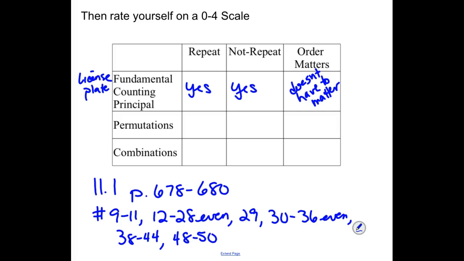As soon as one person crosses, they can't go back and cross again later. Okay? Well, I suppose they could, but it wouldn't make sense. So, can we use it for repeated situations? No. Same with combinations. We can't use it for repeated situations. We can use either of those when we don't repeat. Okay? So you can use any of them with a non-repeated situation. Does the order matter for a permutation? Yes. Does it matter for a combination? No. All right. So hopefully that kind of organizes how you can do these.